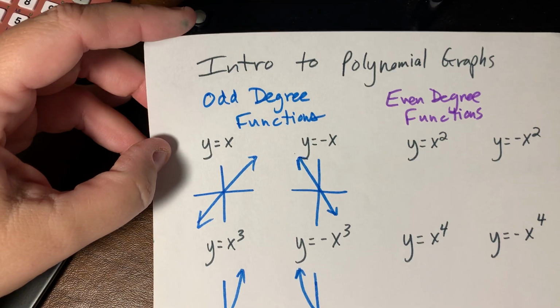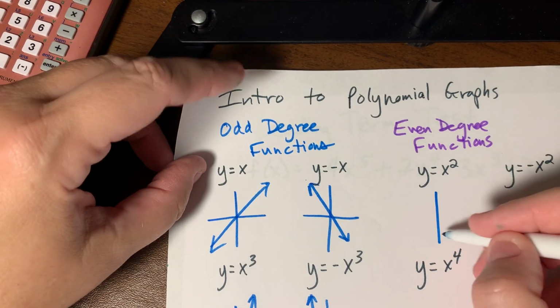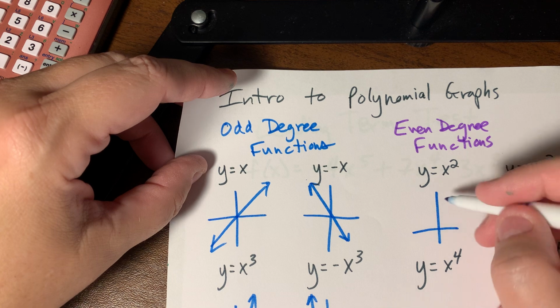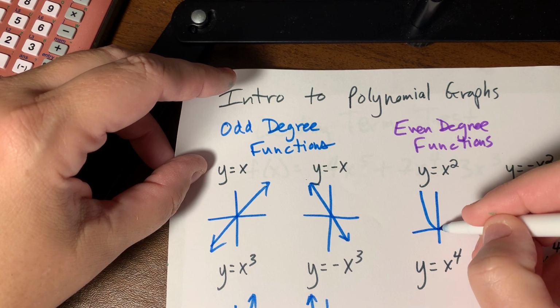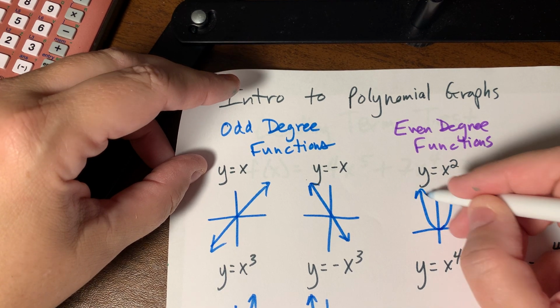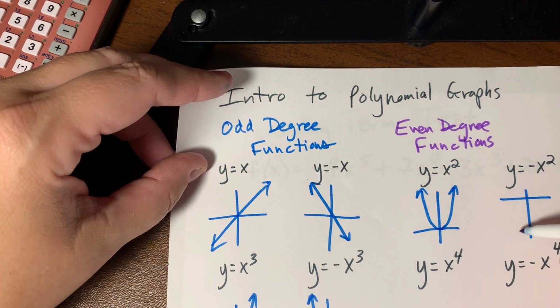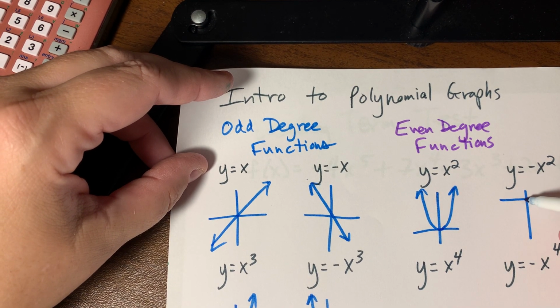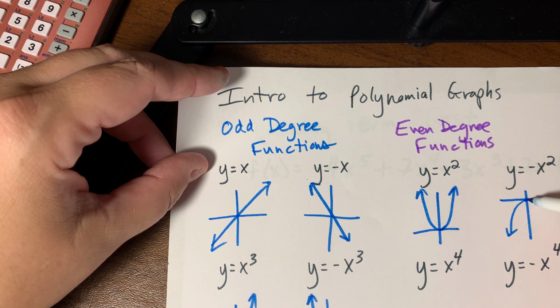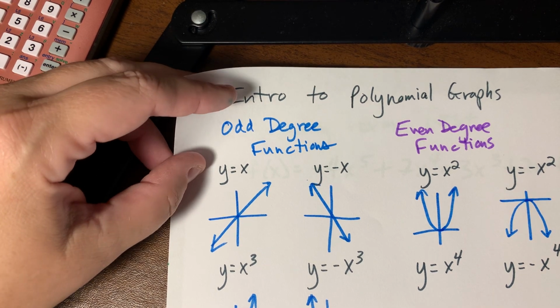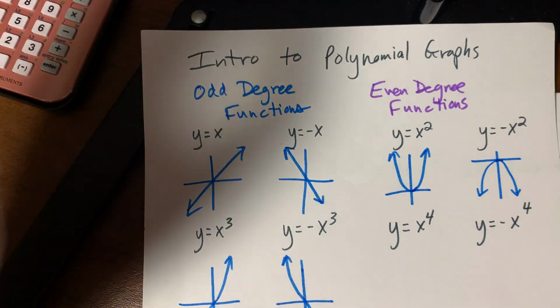With the even degree functions, x squared, you guys probably remember that. That's a parabola, right? So that kind of comes in and does like that. Not a fan of the quick sketch, especially when it's on camera. If it's a negative x squared, it's just going to flip down. So it's going to do something like that. Hopefully yours looks more symmetric.